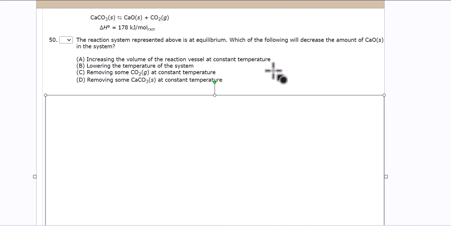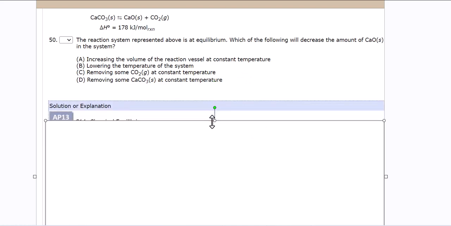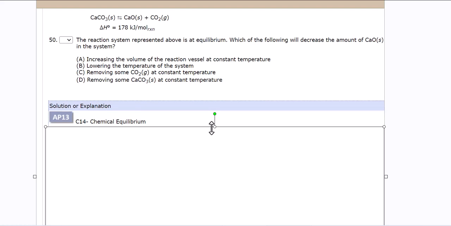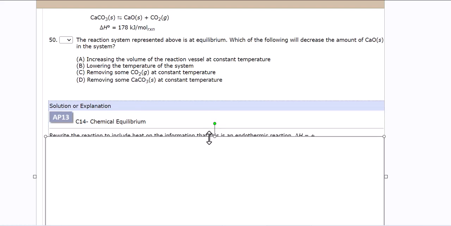Now we have a number of choices involving temperature, volume, and removing substances from this. Well, let's look at this equilibrium expression. Here I'm going to go to the solution, which I have. This is AP13, tab 13, chemical equilibrium. That's used a lot on the exam.